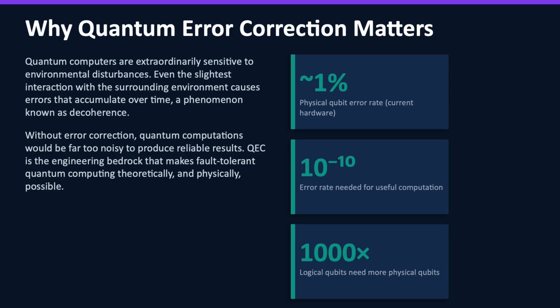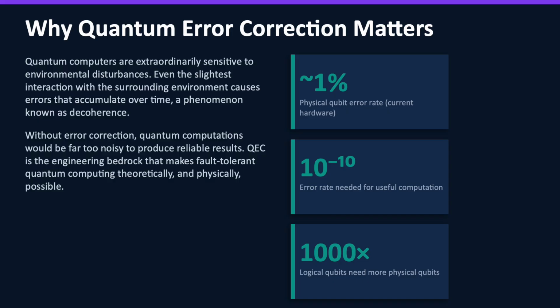But if your calculation has millions of steps, which is exactly what a useful quantum algorithm requires, those small random changes accumulate until your final answer is completely meaningless. This is the predicament that quantum computers face every single moment they are running. The gap between where quantum hardware is today and where it needs to be is genuinely staggering.